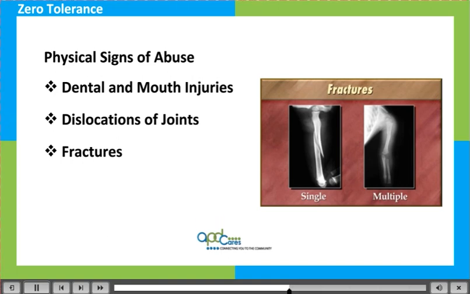Dislocations of joints. Repeated dislocations of joints in the absence of a known disease process may indicate shaking, twisting, or pulling. Frequent or multiple dislocations in the absence of a clear explanation may indicate physical abuse. Fractures. Repeated or multiple fractures in the absence of a known disease process or clear explanation may indicate abuse. Old, untreated fractures can indicate chronic abuse. Spiral fractures that result from twisting limbs may be related to abuse in non-ambulatory children and adults with developmental disabilities.